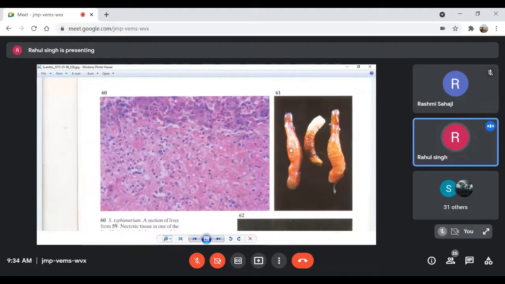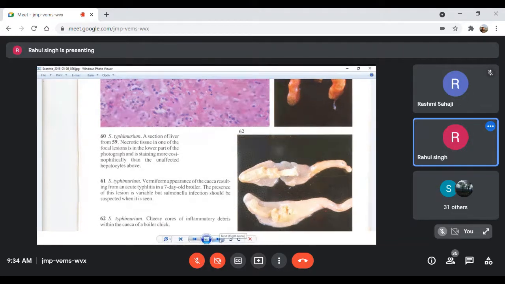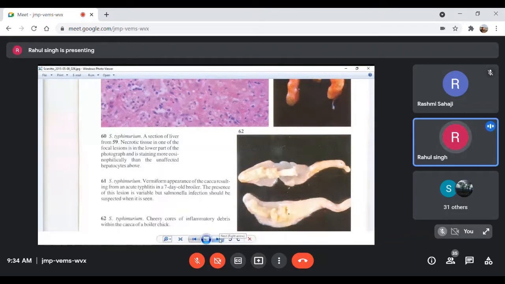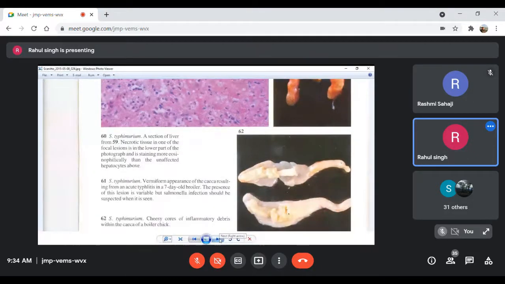Typhlitis associated with salmonellosis. And when we open up the ceca, these caseous necrotic cores are found. Caseous necrotic debris inside the ceca is seen. You can see as if somebody stuffed cheese inside that. Okay. Any doubt till now?